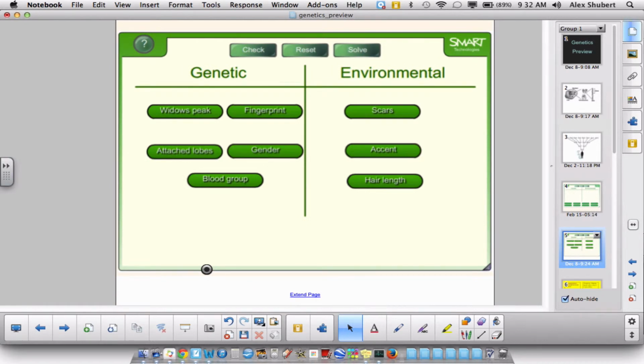Here's our completed T-chart. The 5 things on the left: widow's peak, which is the shape of the hairline; your fingerprints; attached earlobes, meaning that your earlobes are either attached or loose along the side of your head; your gender, whether you're male or female; and your blood groups, like A positive, B negative, etc. On this side, these are environmental traits: scars, if you have an accent, and the length of your hair, which of course could be cut.